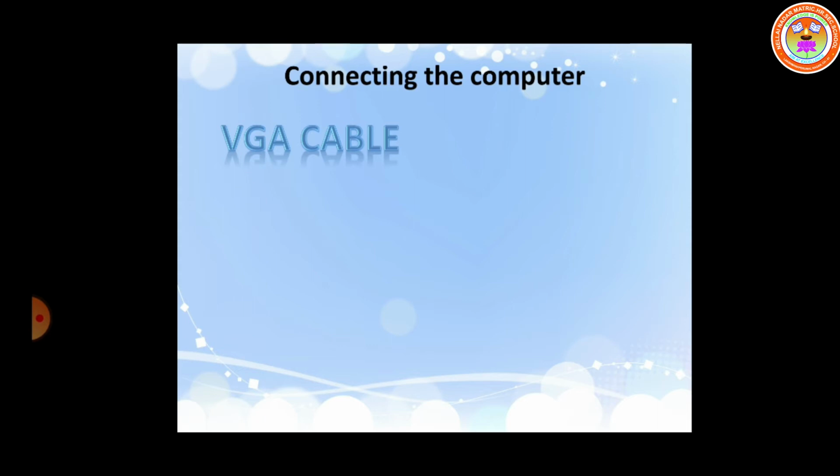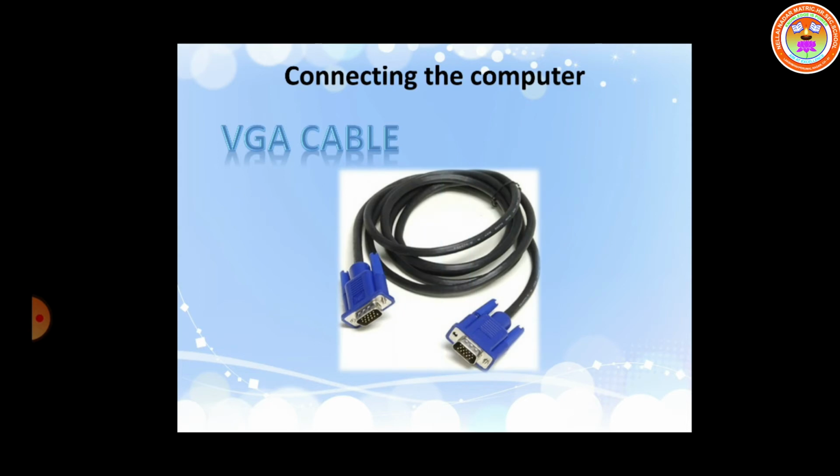The first type of cable is the VGA cable. This is the picture of a VGA cable and what it is used for. This VGA cable is used to connect the computer monitor with the CPU. It helps in connection between the monitor and the CPU. So it is called a VGA cable.